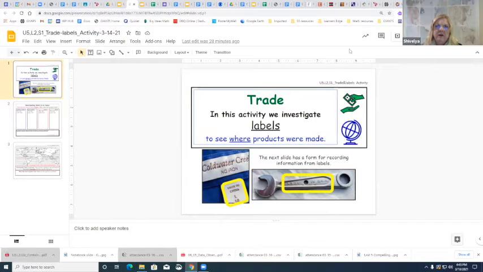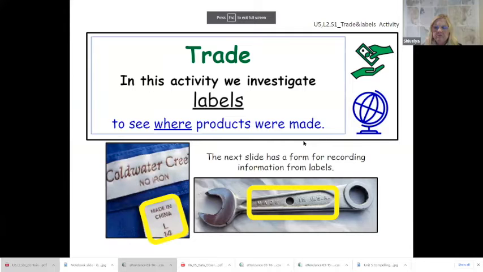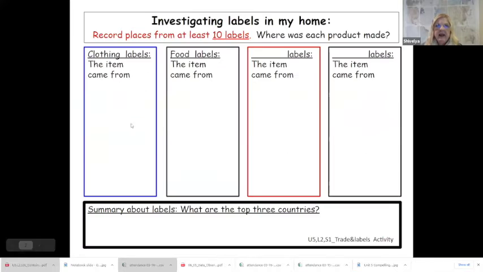And here we have the example or the reminders for them to take a look at where products are made. We look for those labels, and then they would record their information. A teacher in person could print this off and hand it to their students. They could have their students create a chart in their notebook, and they could also use this digitally and add text boxes to add in the information that goes along with what they find.